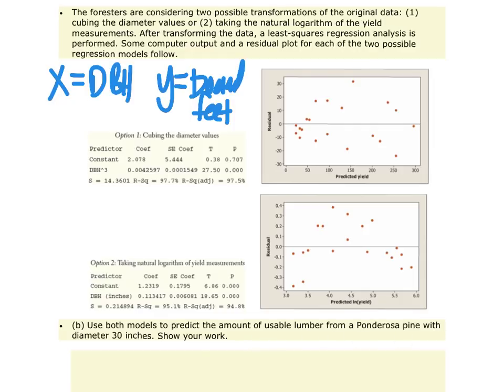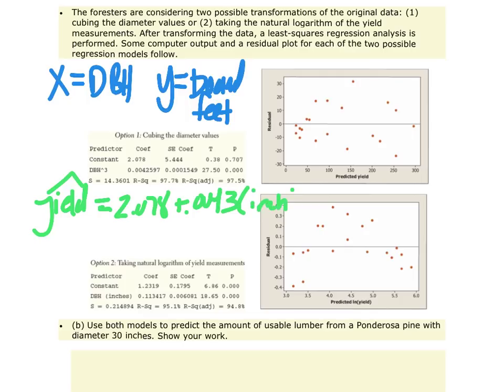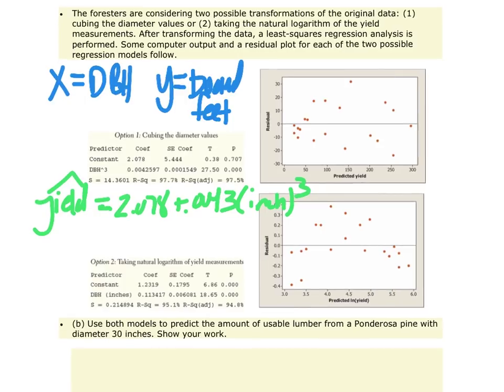Basically what we need to do is write the equation and make a prediction. From here, you can also see that the DBH was cubed in that case. So I can write the equation. What this would be is the yield, or the board feet, by the way. The yield hat is going to be equal to 2.078 plus 0.004 times the inches, in this case, cubed.